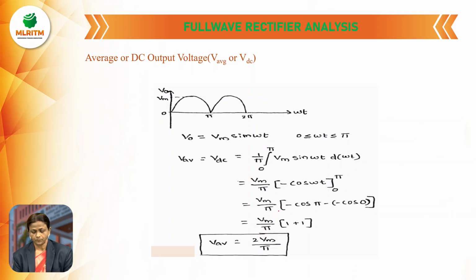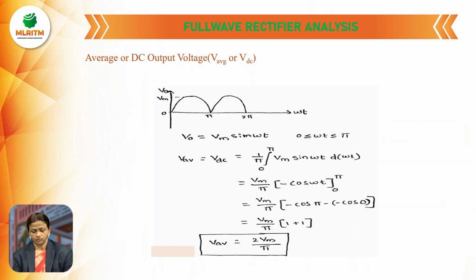So Vm by pi, minus cos pi minus, minus cos 0. What is cos pi value? Minus 1. What is cos 0 value? 1. So minus of minus 1 equal to plus 1, and minus cos 0 equal to minus 1. Now it becomes Vm by pi multiplied by 2. So V average or VDC value equal to 2 Vm by pi.